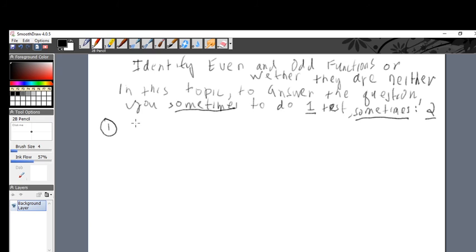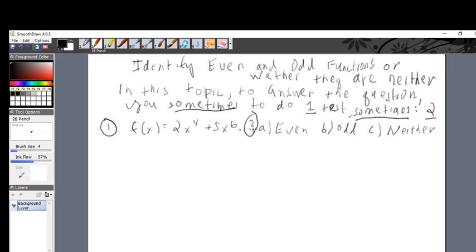Okay, question number 1. If you have f of x is equal to 2x to the fourth plus 5x to the sixth, this is what's on your homework or test, and then it says a) even, b) odd, and c) neither. That is the question. Okay, so test.